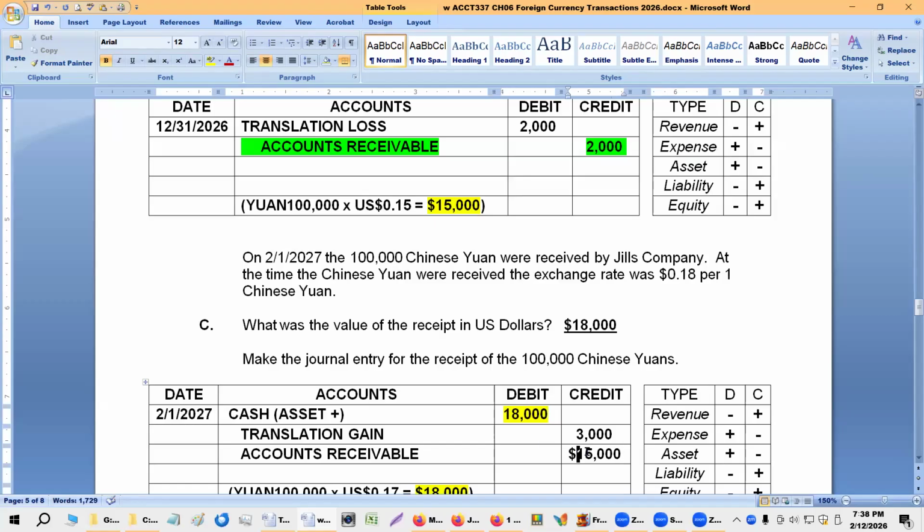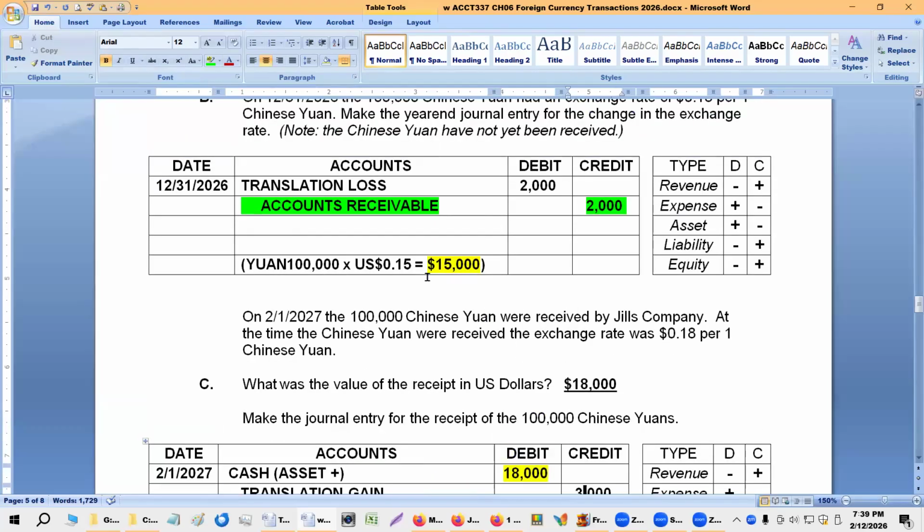Oop. You generally don't put dollar amounts in there. I know you didn't, I did. All these are in dollars, they're US dollars. You generally don't put the dollar amounts in the journal entries. I guess there's nothing wrong with it if you do. You don't usually do. So yeah, there'll be a translation gain.